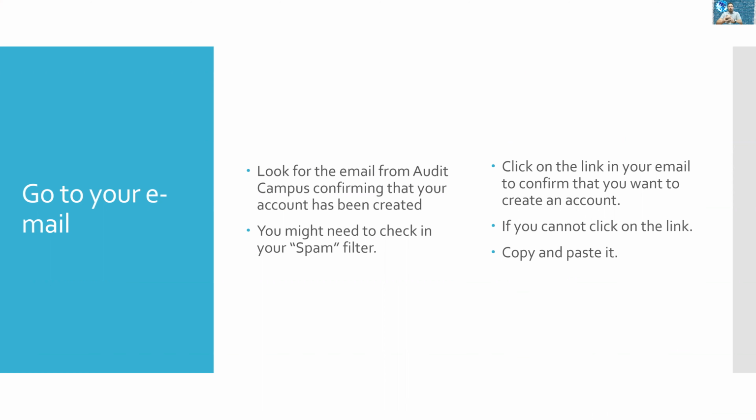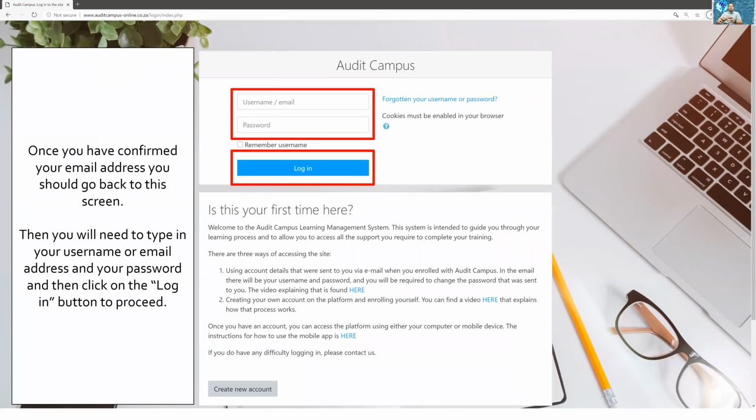Now, some email programs stop you from clicking on links in the program. If that is the case, then you just select it, and then you paste it in that address bar that we mentioned in slide number 2. And then you just copy and paste.